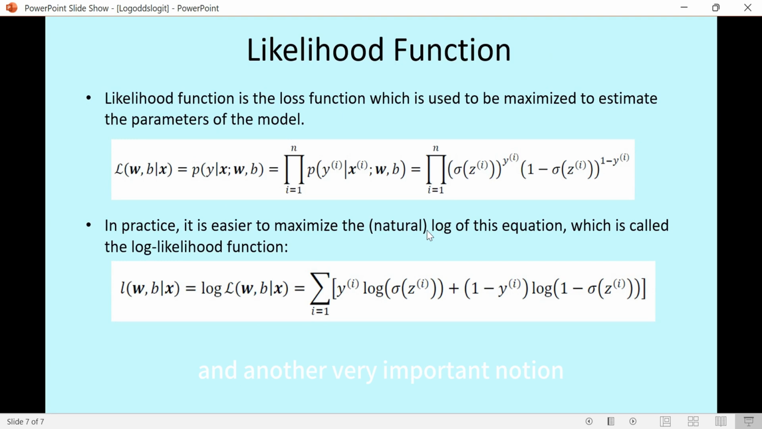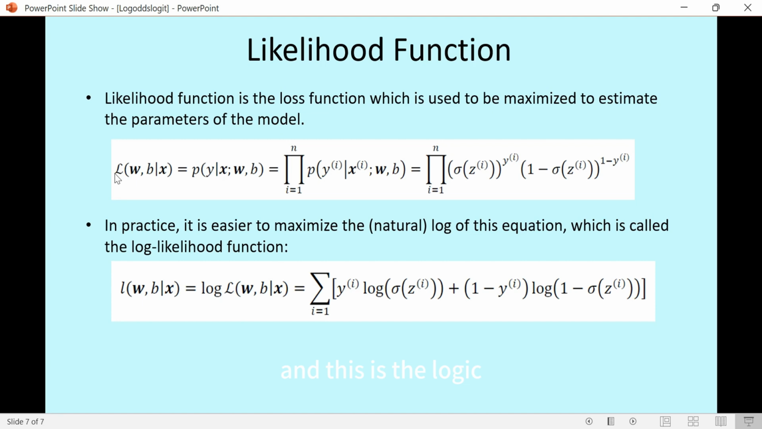Another very important notion in logistic regression, or the multiple logit regression, is the likelihood function. So what is the likelihood function? The likelihood function is what we call the loss function, which is maximized to estimate the parameters of the model. If we want to estimate the model, the purpose is to estimate the parameters, right? So we have to use the loss function.